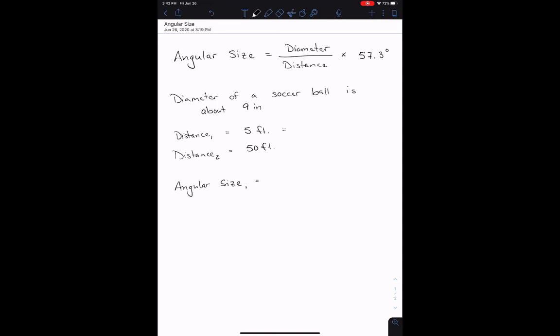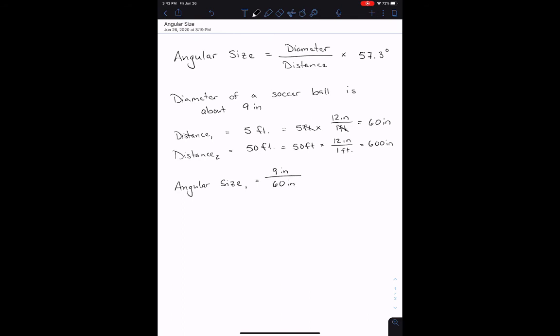So for distance number 1, we first need to convert it to the same units as our soccer ball. Since our soccer ball is 9 inches across, we want to calculate our distance in inches. So we're going to convert our 5 feet into inches using our method from before, and that gives us 60 inches. We'll do the same for 50 feet. Since our conversion is 1 foot for 12 inches, that turns into 600 inches.